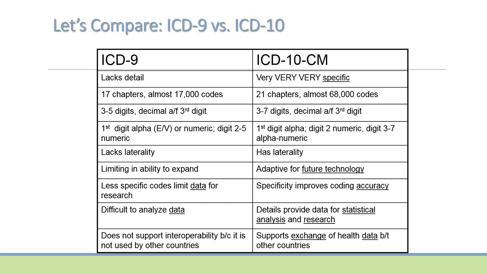ICD-9, the codes are less specific. It limits data for research. ICD-10 is all about that. Specificity improves coding accuracy. And I want to get into this. I want to touch on how that will help us as a profession.